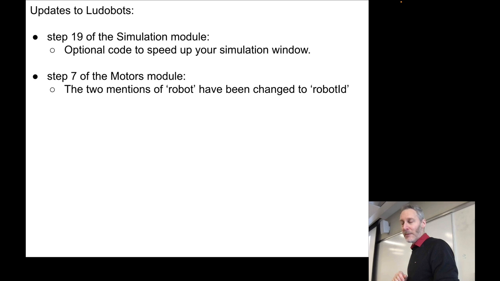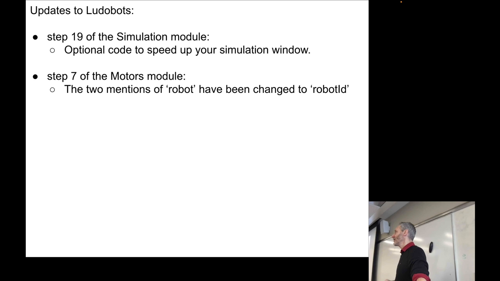A maybe more important typo is in the motors module. A couple of you stumbled over this. My apologies. In step 7, there used to be 2 references to robot. Those should be robot ID. If you remember step 7, I'm sure you all remember step 7, you're adding a motor to the robot. You need to tell the physics engine which robot you're attaching the motor to.